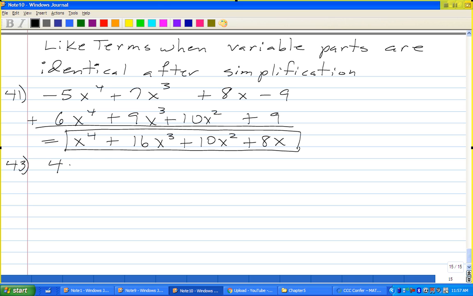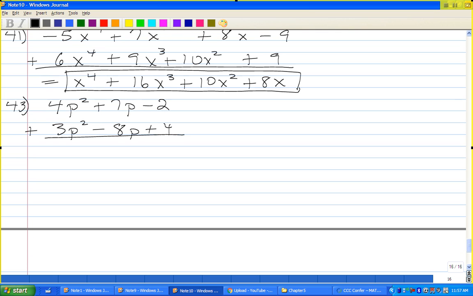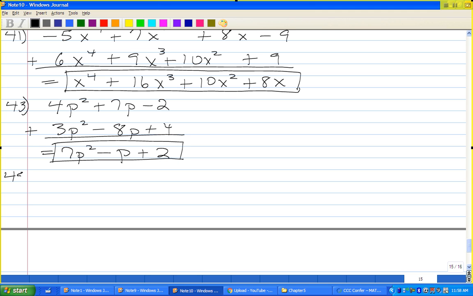For p squared plus 7p minus 2 plus 3p squared minus 8p plus 4. And so, adding these, I get 7p squared minus p plus 2, combining like terms. 45.